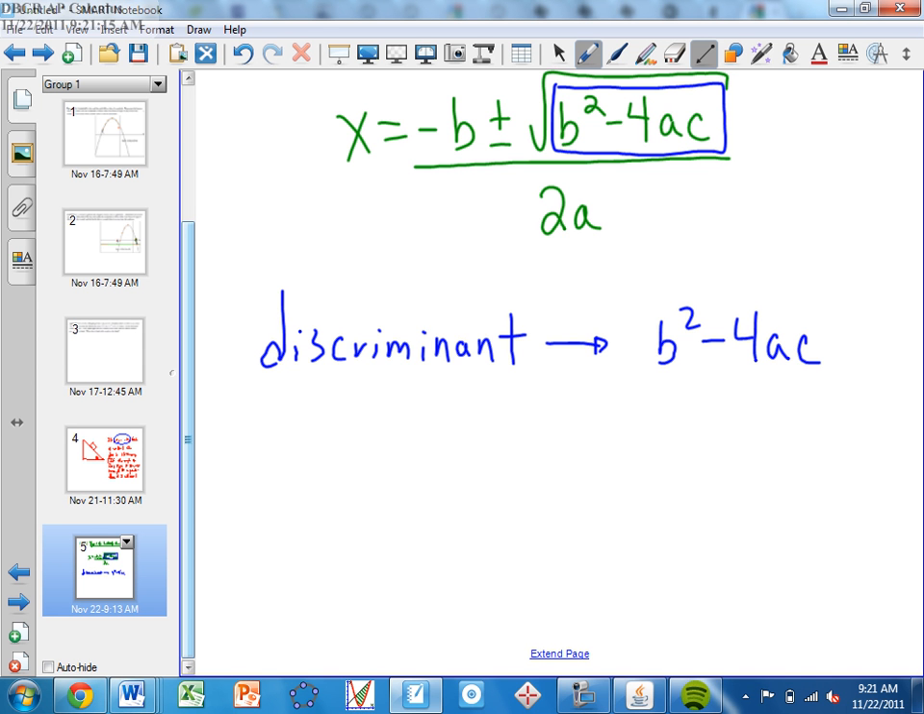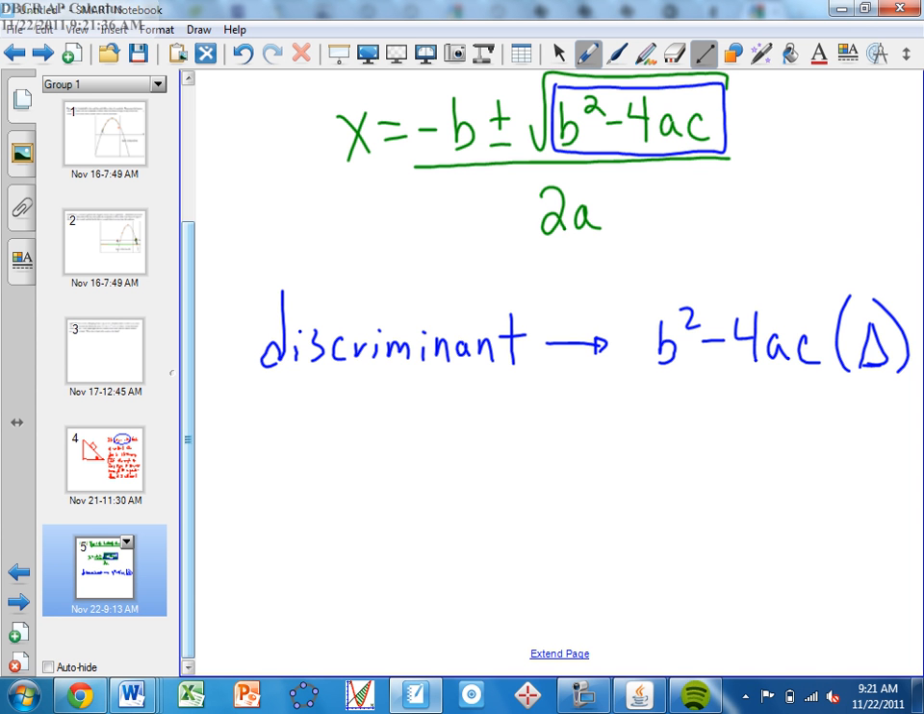Now, another way that we show discriminant is by just a delta symbol. What does the delta symbol look like again? A triangle. Okay, another way you'll see this is with a delta. Delta is used in lots of different levels of math. Traditionally, it means change. Okay, it means change. Here it represents the discriminant.